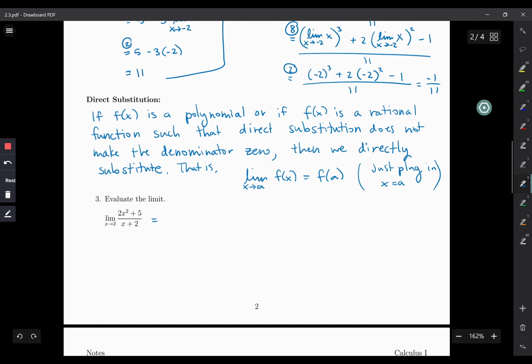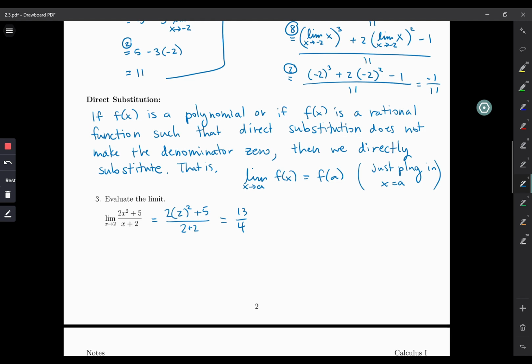example, hopefully this is pretty clear. So we have here a rational function, so we have a polynomial over a polynomial. If we plug in x equals 2, it doesn't make the denominator 0, right? We would get 4. So that means we can go ahead and directly substitute, and so we just plug in 2 wherever there's an x. We get 2 times 2 squared plus 5, and then we get 2 plus 2, which is going to give you 13 over 4, right?